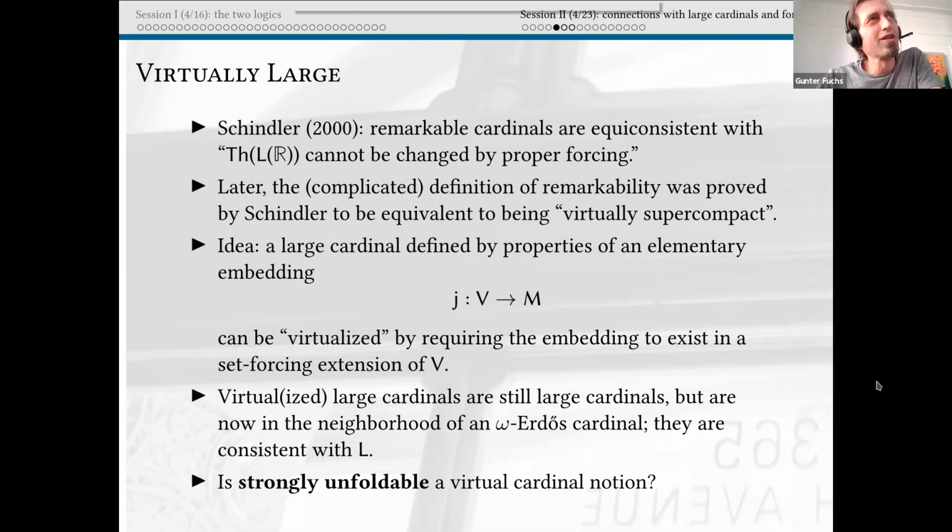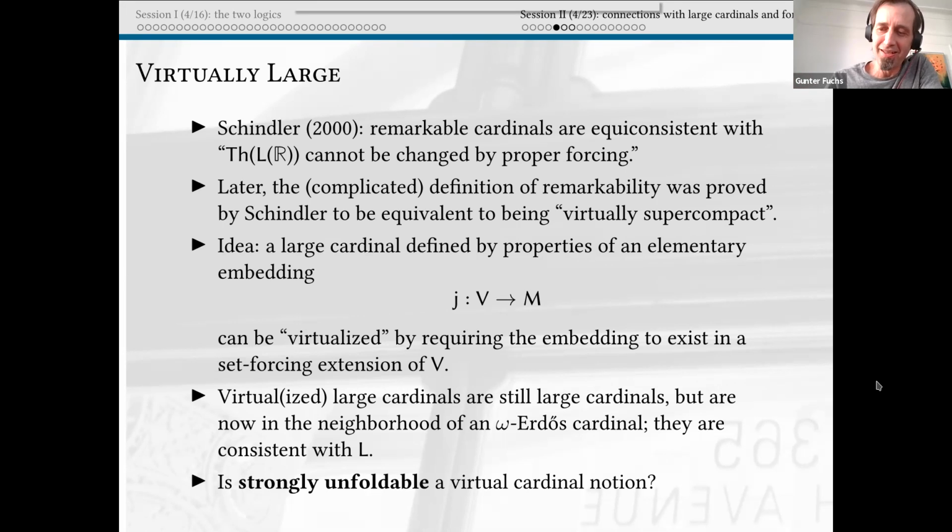And if you look at the virtualized versions of these forcing axioms, there's a corresponding hierarchy of what I call remarkably reflecting cardinals. So these are all virtual. You can stratify the whole region from a reflecting cardinal to a fully remarkable cardinal into levels, and these are the remarkably reflecting cardinals. And the strongly unfoldable cardinals are at the second level from the bottom of that hierarchy. So they are in a sense a level of a hierarchy of virtual large cardinals that goes from reflecting to remarkable.